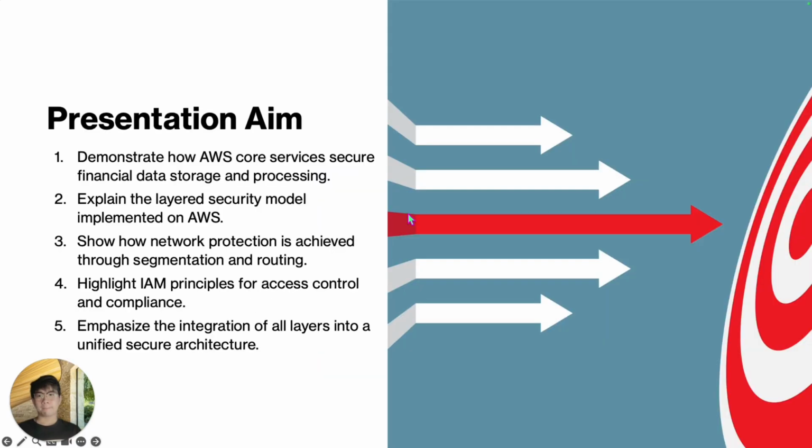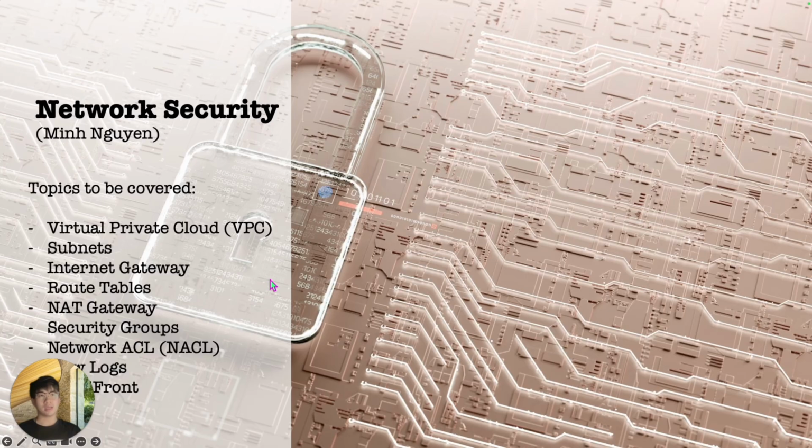Our presentation aims to demonstrate how AWS core services handle financial data storage and processing, and explain the layered security model implemented in AWS. It also shows how network protection is achieved through segmentation and routing, highlights IAM principles for access control and compliance, and emphasizes the integration of all layers into a unified secure architecture. And this one is for my part, network security.